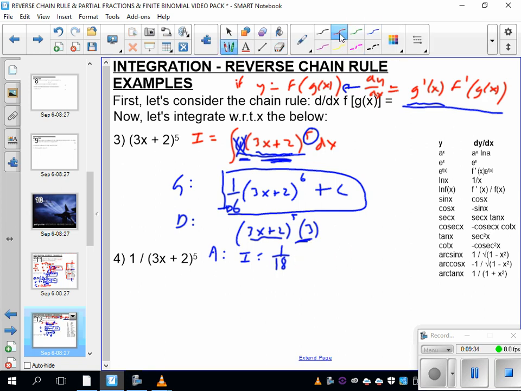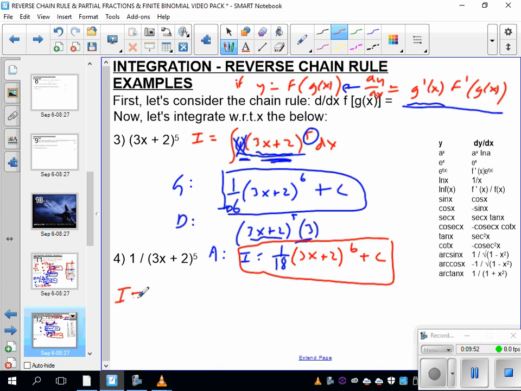Right, 3x plus 2 to the power of 6 plus c. Okay, and then we'd box that off. Fantastic. And again, if we differentiate that to check, that does work. The 6 comes down, the 3 pops out. Perfect, right? Number 4, this time, so again, just loads of examples.